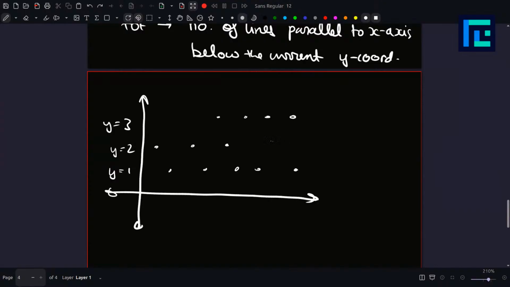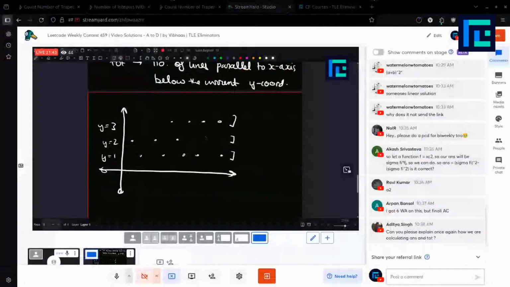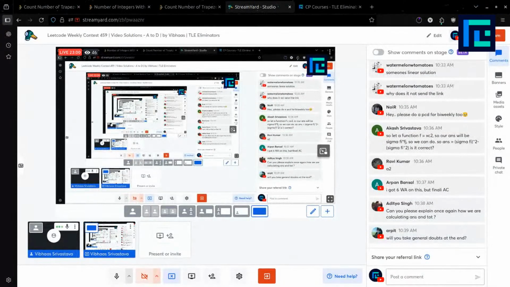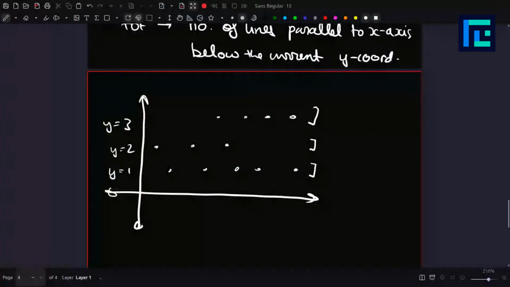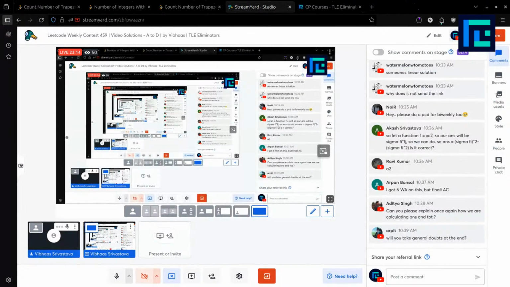Now I want you to ask yourself, how many total lines are there in each y group? I will take general doubts in the end. How many total lines are there in each y group? Aditya Singh, can you tell me that?